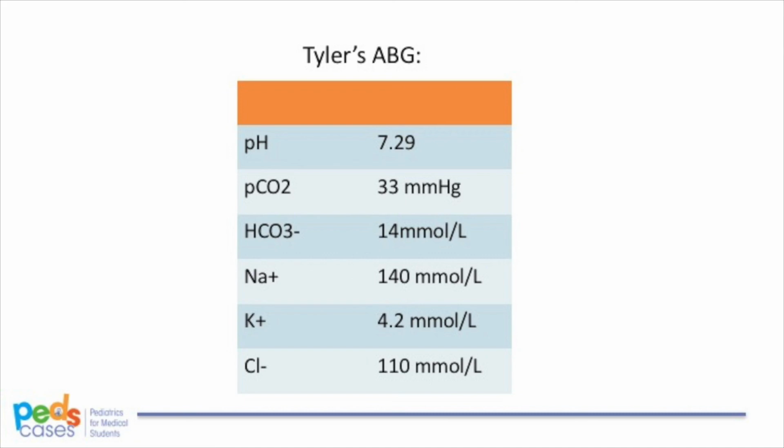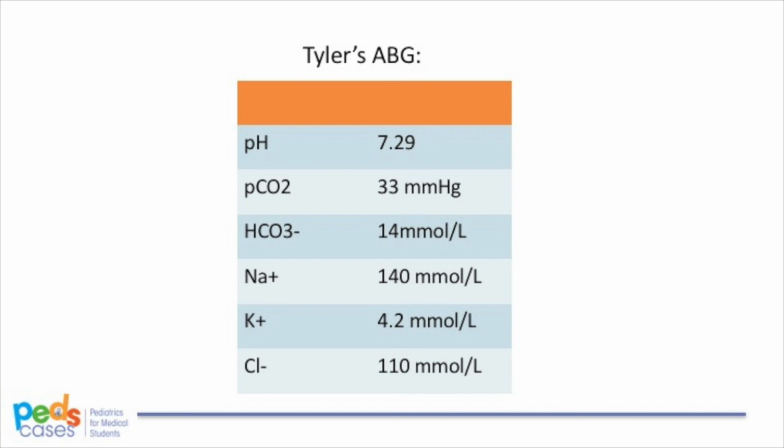The sodium level is 140 millimoles per liter. The potassium level is 4.2 millimoles per liter. And the chloride level is 110 millimoles per liter. Now, let's use the approach to classify his metabolic acidosis. The anion gap is equal to 140 plus 4.2 minus 14 plus 110, which is equal to 20.2. Thus, Tyler has a WAGMA, likely due to salicylate ingestion. One of the next steps would be to obtain a plasma salicylate concentration to confirm.